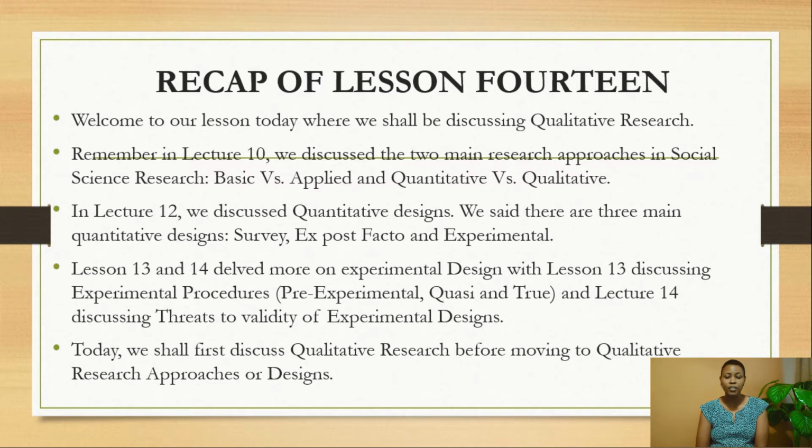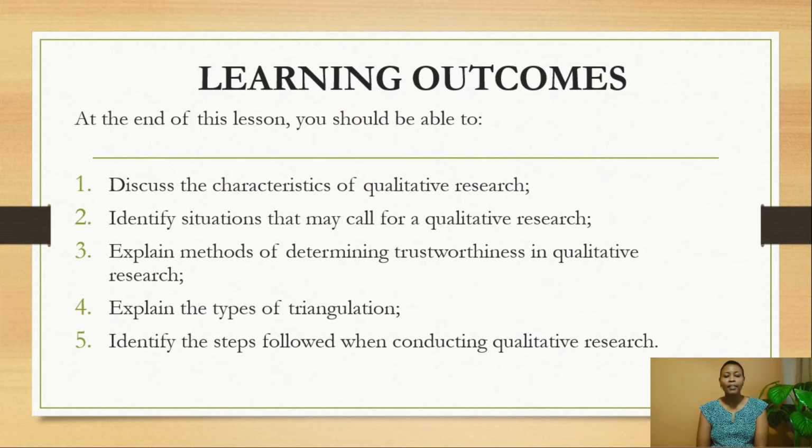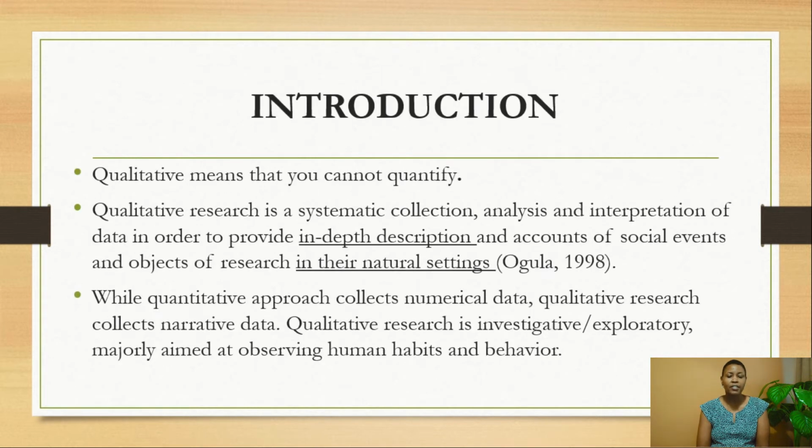So before we look at qualitative design, let us first look at the learning outcomes of this lesson. At the end of this lesson, you should be able to: 1, discuss the characteristics of qualitative research; 2, identify situations that may call for a qualitative research; 3, explain methods of determining trustworthiness in qualitative research; 4, explain the types of triangulation; and 5, identify the steps that you follow when conducting qualitative research. So let's move together as we look at qualitative design, qualitative research, and characteristics of qualitative research.